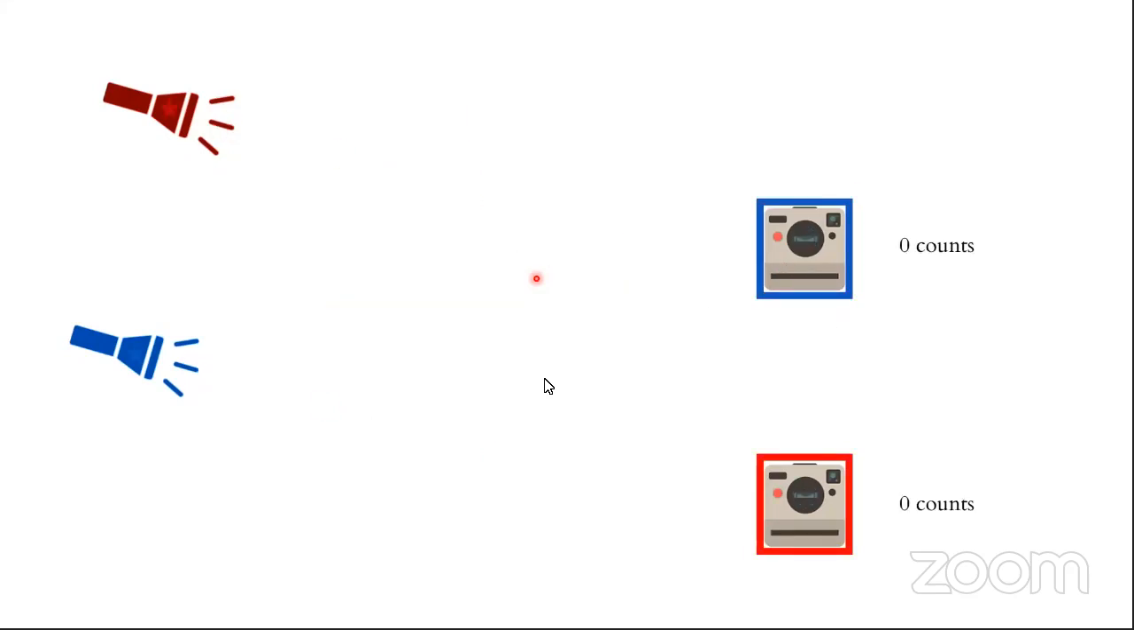Now, what I do is I swap the cameras. For example, I place a blue camera in front of the red torch, and I place a red camera in front of a blue torch. Because these cameras are not sensitive to these particles, they will not see any counts. So they will measure zero counts. This camera will detect zero counts because it's not sensitive to red particles. And similarly, this red camera will see zero counts because it is not sensitive to blue particles.